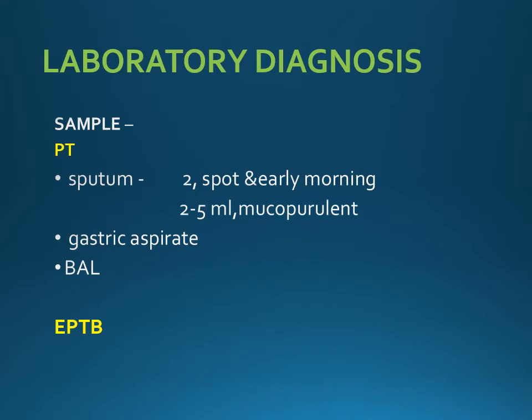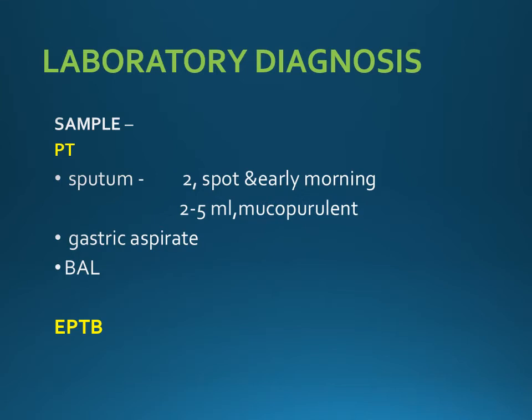Then in case of sputum, how many samples do we need to take? We have to take two samples. The first is the spot sample: when the patient has come to you, at that same moment you take the sample, and you ask the patient to come another day early in the morning, because we find that bacilli detection is higher in the early morning sample. So we take two samples, spot and early morning.